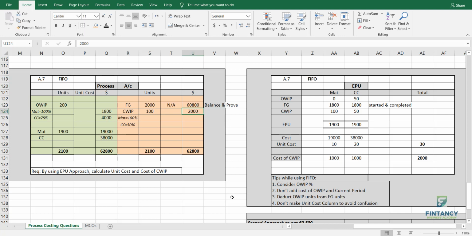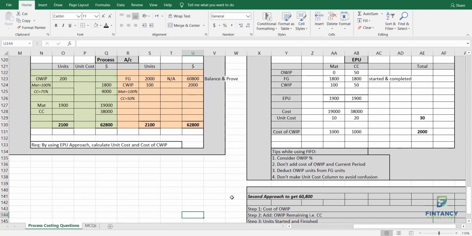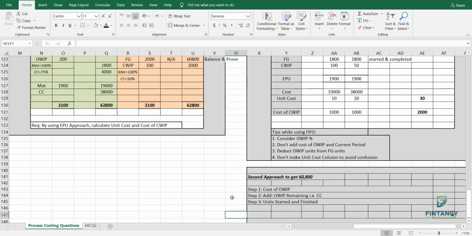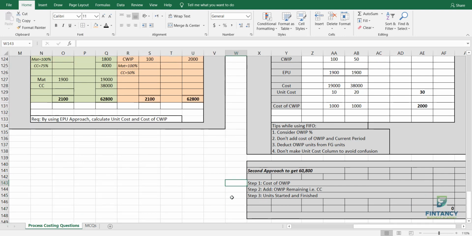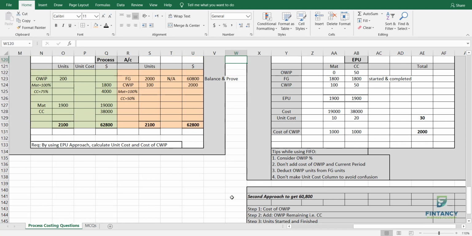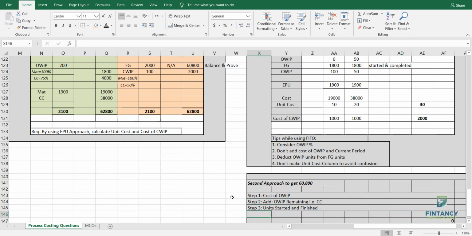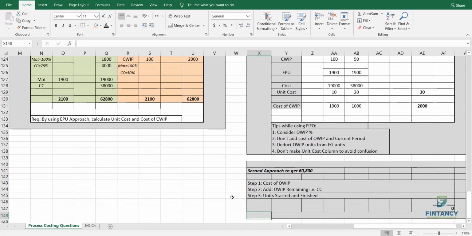So my friends, in the exam, definitely you will not go on to prove it. You can directly tell them this is the answer, but you should know how to prove it. Because a question can come from this reconciliation also, which I am showing you now below. Okay, so what we are going to do is, we need 60,800. So there is a second approach to get 60,800. What is that approach? Three-step approach. What is the first step?